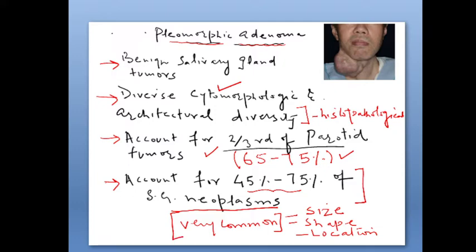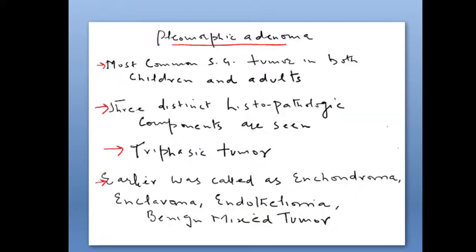After the basics of pleomorphic adenoma, now let us discuss the other features. Pleomorphic adenoma is seen in both children and adults, although common in adults. Histopathologically, three different components are seen. One is epithelial component, one is myoepithelial component, and one is stromal component. All of these three components we will discuss under histopathological findings of pleomorphic adenoma.